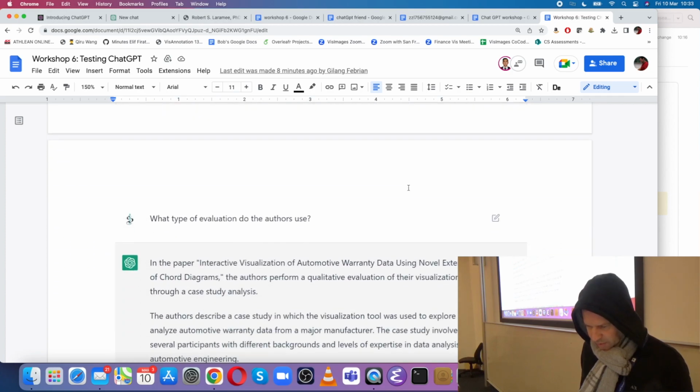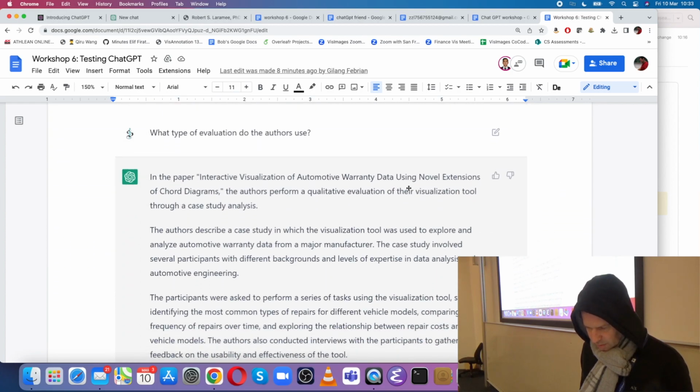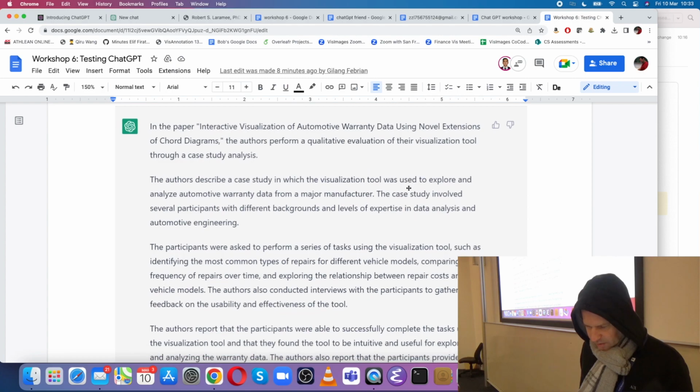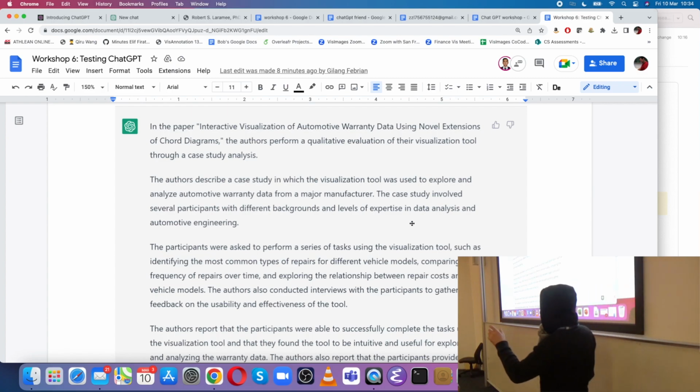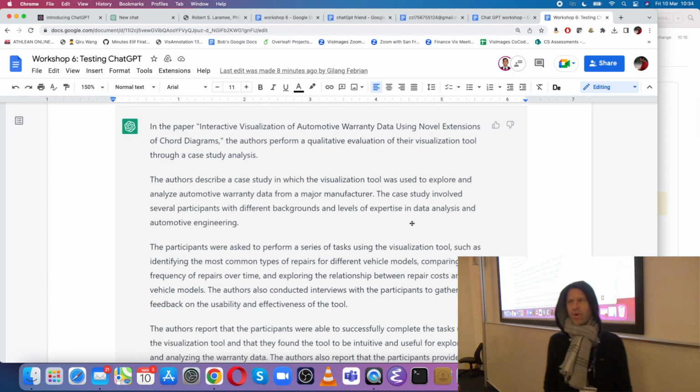What type of evaluation is used? That's so funny. Okay, yep. Okay, that's almost true. Authors describe a case study. That part is true. The case study involves several participants with differing backgrounds. That part's not true. So one of those sentences is true, in my opinion, and the other sentence is false.